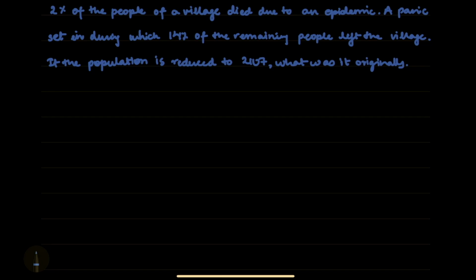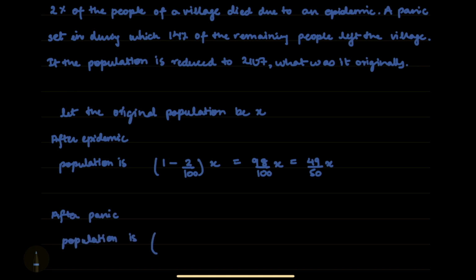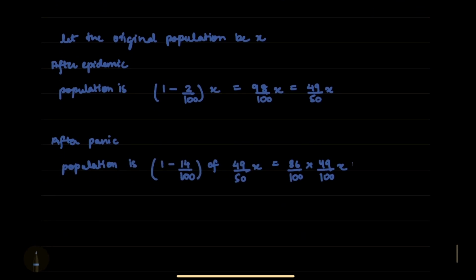So let's try and find out what happened. Let's assume that the original population was X. First let's tackle the epidemic. After the epidemic, the population is 1 minus 2 by 100 into X, and that comes out to be 98 by 100 X, or 49 by 50 X. And then after the panic, again a number of people left. So we have 1 minus 14 by 100, because 14% of people left, of not X, but the remaining 49 by 50 of X. And that comes out to be 86 by 100 into 49 by 50 of X.